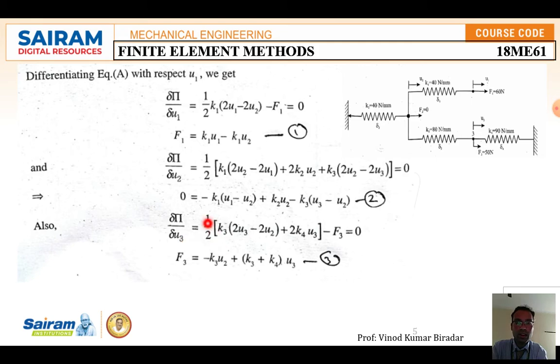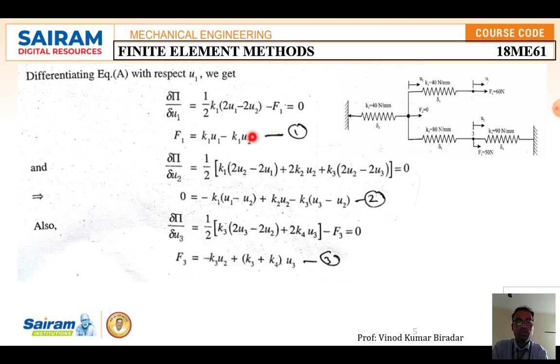So we are going to get half of k3 into (2u3 minus 2u2) plus 2 k4 u3, whole bracket close, minus f3. Okay, so f3 is equal to what? So this goes in that direction, and this becomes 0. f3 is equal to minus k3 u2 plus (k3 plus k4) u3.